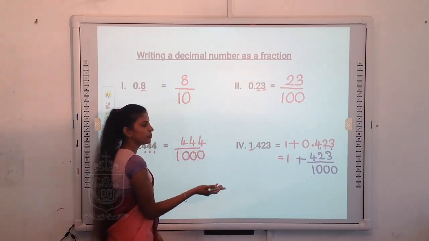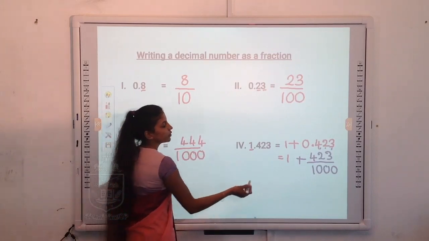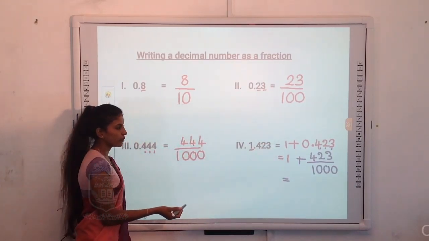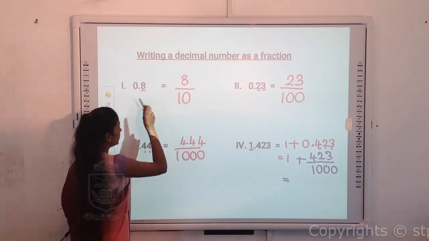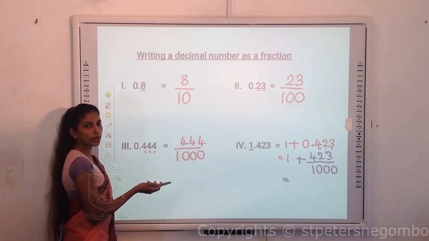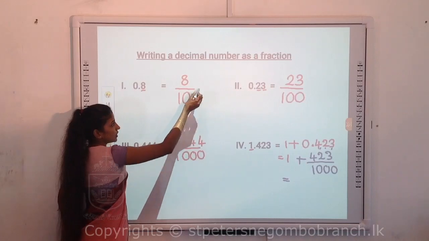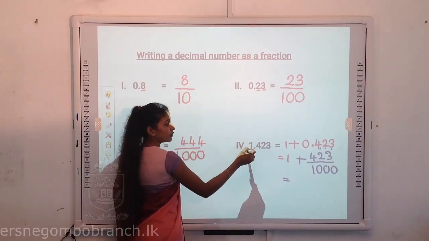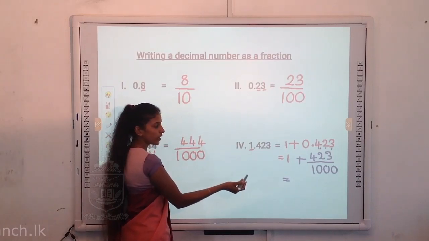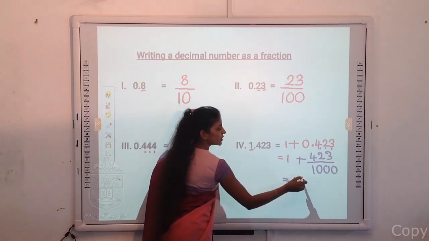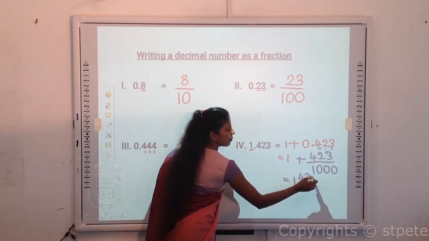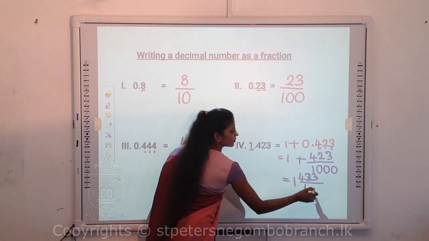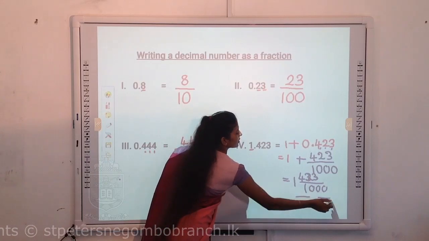So how can we write this? Now this is actually a mixed number, so you have to leave these types of answers as a mixed number. You have a whole number. In earlier examples you don't have any whole number, that's why it was kept as a fraction like this. But when you have numbers greater than 1, you have a whole number. Always you have to express it as a mixed number like this. 423 over 1000.